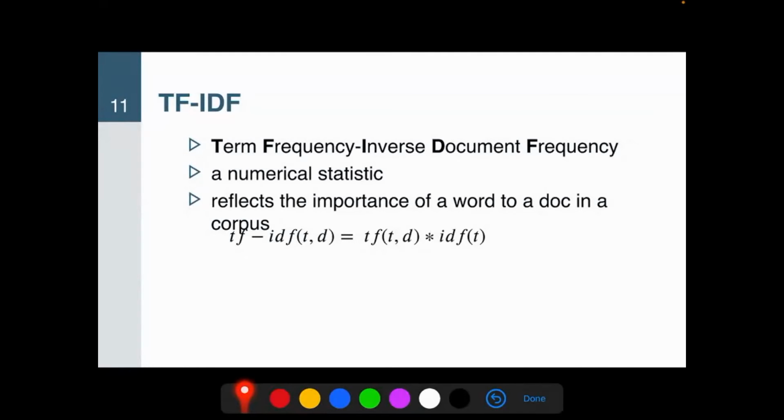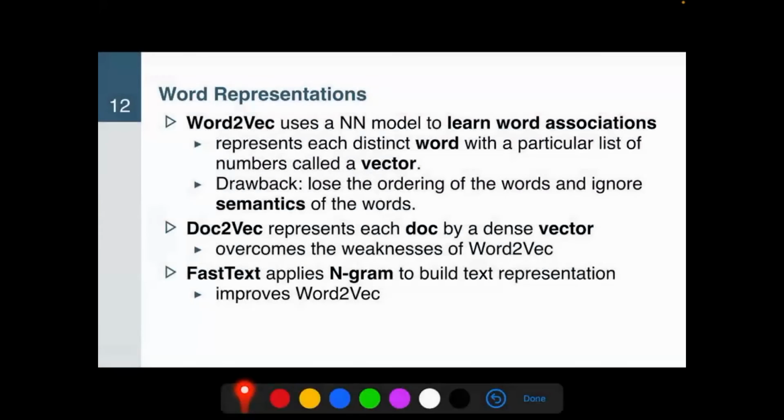TF-IDF is shorthand for term frequency, inverse document frequency. It's a numerical statistic that reflects the importance of a word in a document. The formula is listed below. It compares the frequency in this document as well as in the whole corpus. For word representation, we use the following three word embedding models. The first one, Word2Vec, uses a neural network model to learn word association, so they represent each distinct word with a list of numbers, which is called a vector.